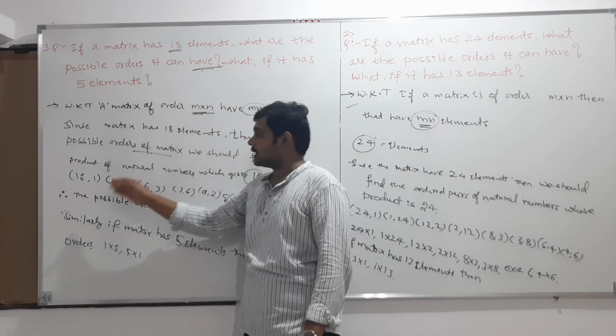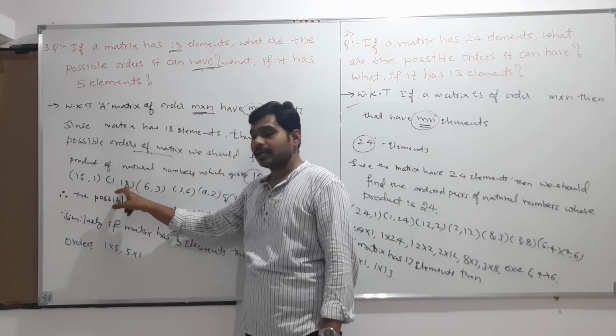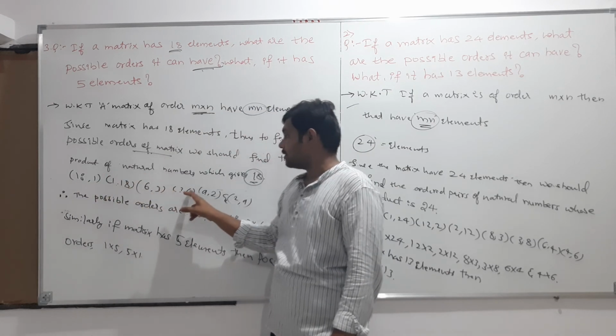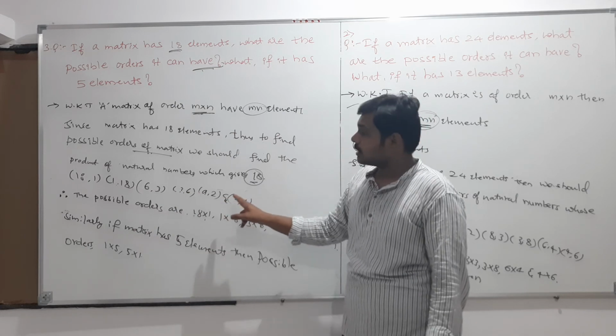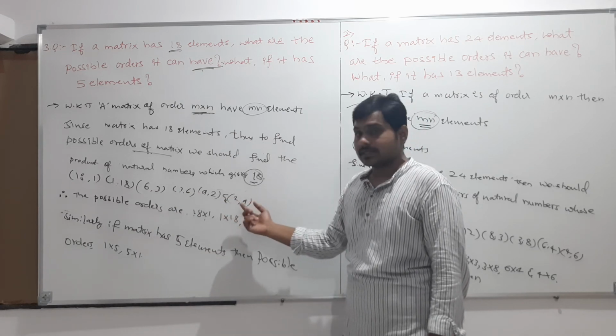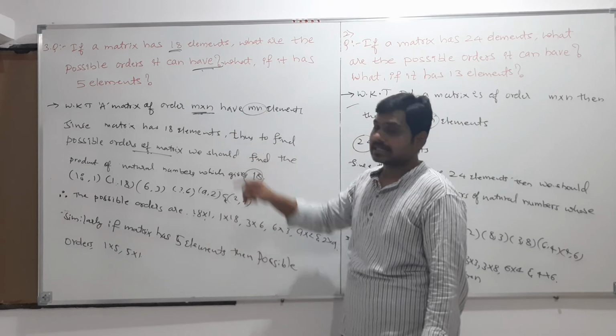So since there are 18 elements, here we have 18 into 1, and 1 into 18 also 18. So 6 into 3, 3 into 6, 9 into 2 and 2 into 9. These are all the natural numbers. Here if you multiply, I am getting the product as 18.